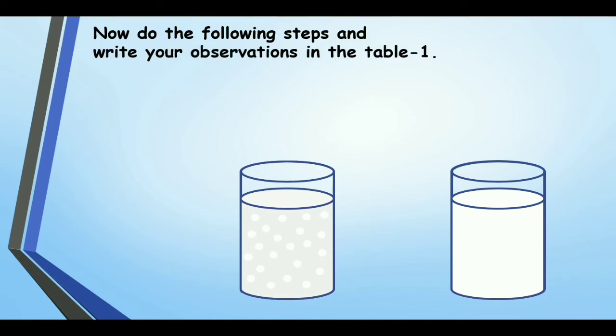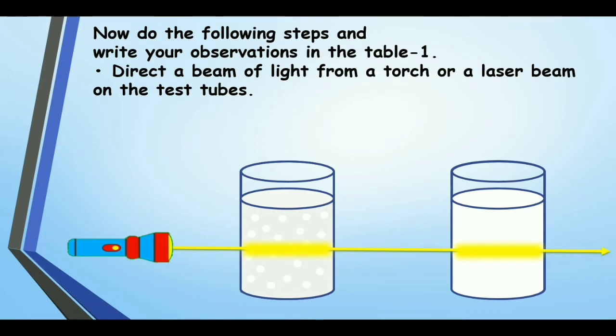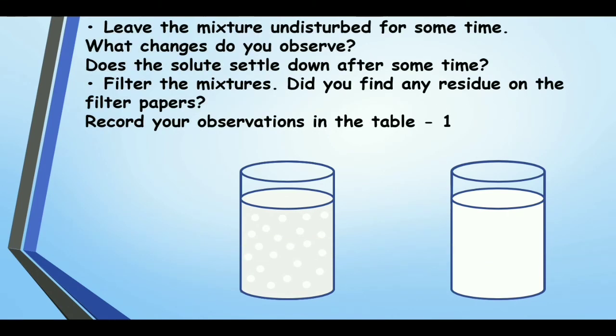Now do the following steps. Direct a beam of light from a torch or a laser beam on the test tubes. If you do so, you can see that both of the solutions show the path of the light brightly. In the previous classes, we have seen that a solution does not scatter light, which means we cannot see the path of the light in a solution. But here we can see the path of the light in both test tubes. So we can say that they scatter the light.